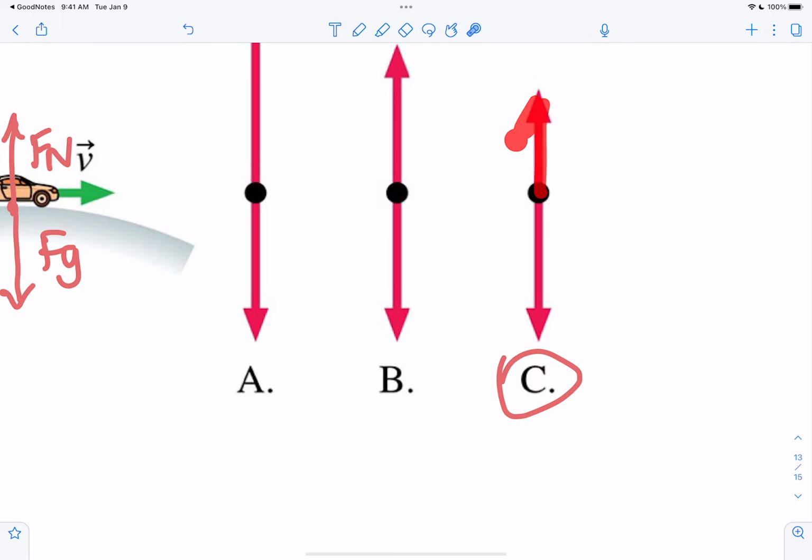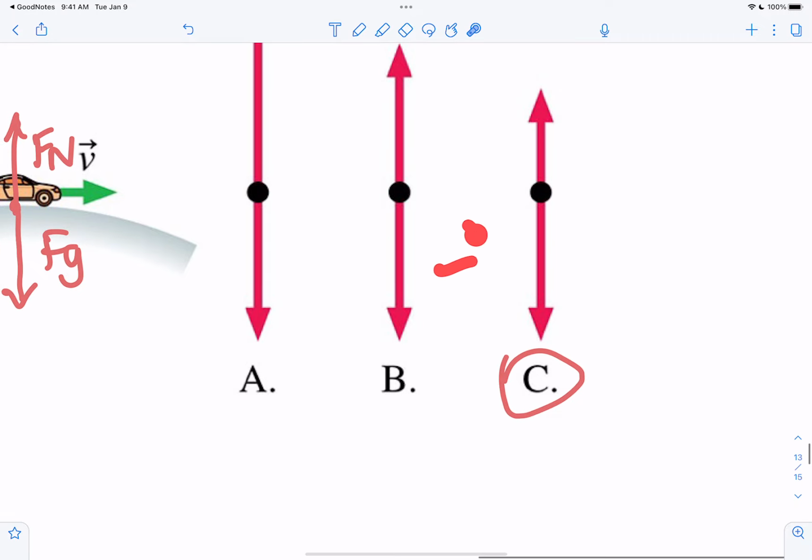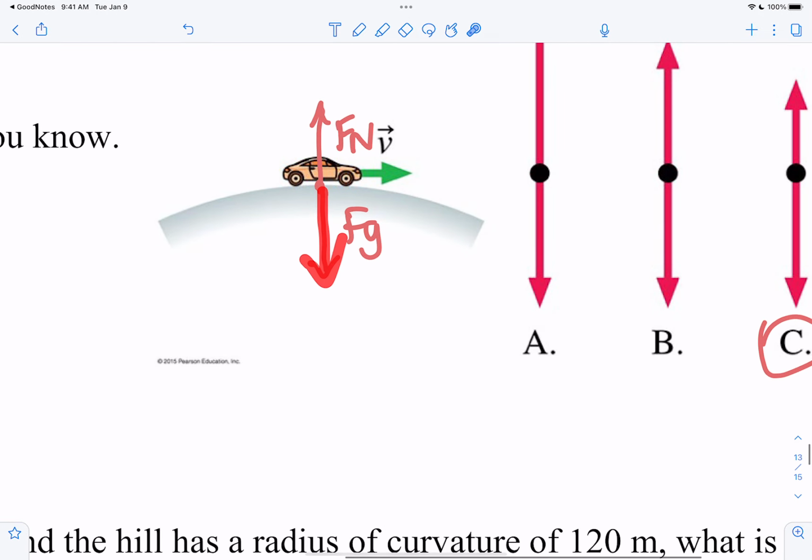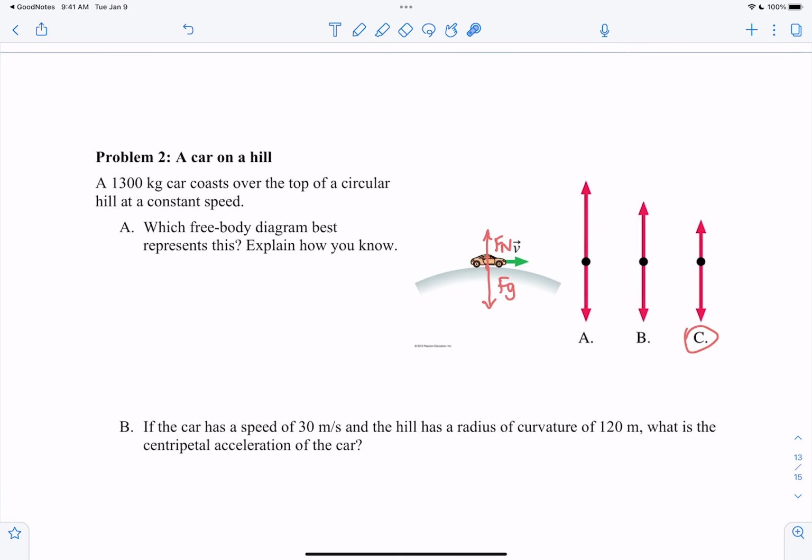So if normal force is pointing upwards like this, Fg has to be greater so that there's a negative net force, or a net force pointing downwards along the negative y-axis. That is going to offer that negative centripetal acceleration, pulling us radially inward, allowing us to traverse that circular path. Does that make sense? Cool.